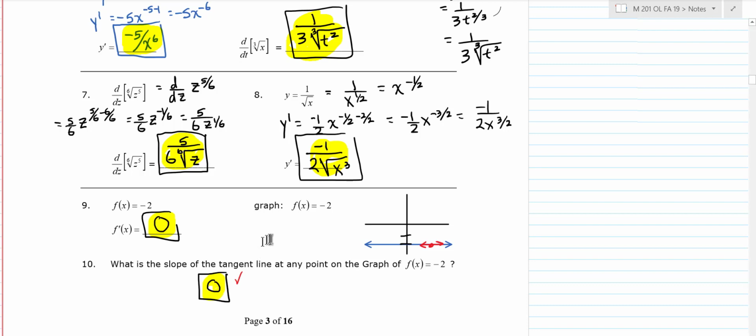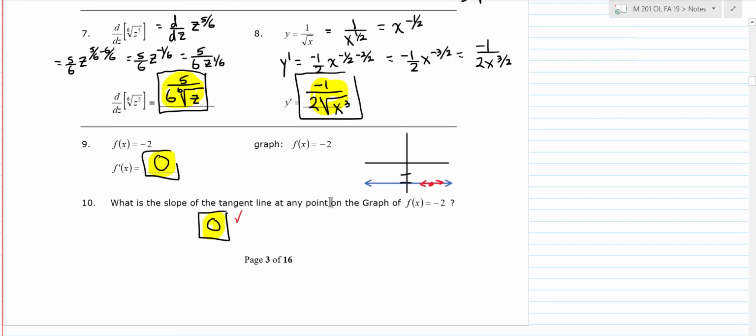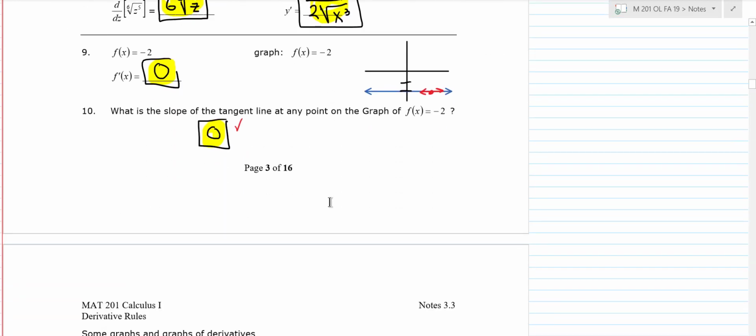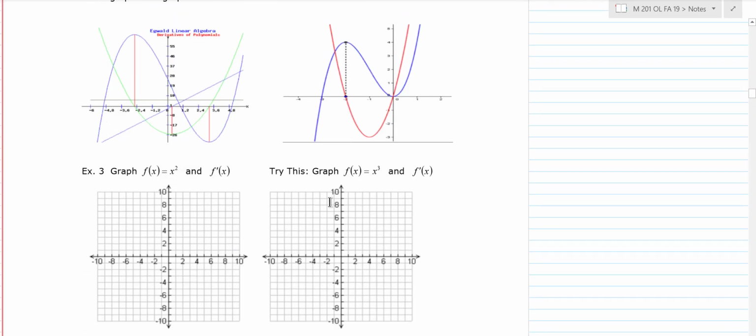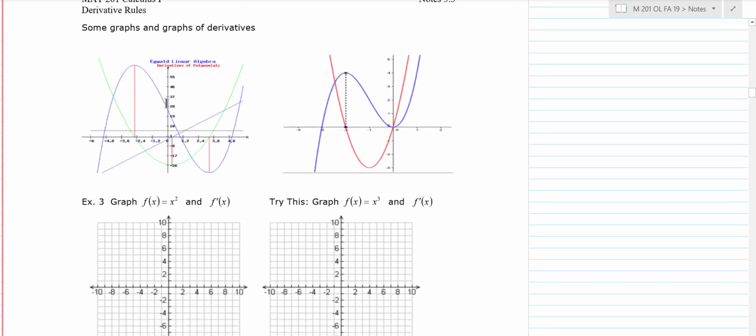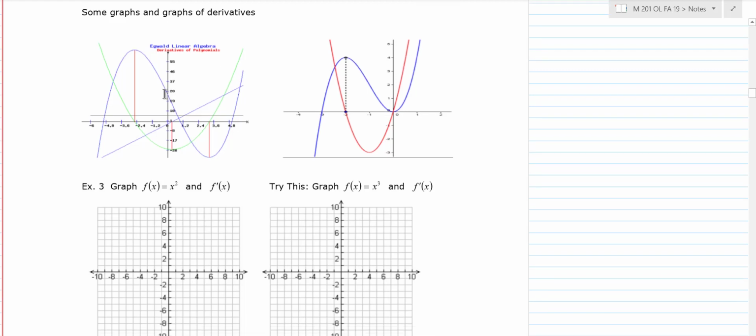Okay, so that should get us off to a pretty good start on the basic rules. And we're going to run through a few other things on this, just graphing derivatives. I'm going to do a couple more examples and then close off this as part one of the video. I'm going to do this video in pieces.